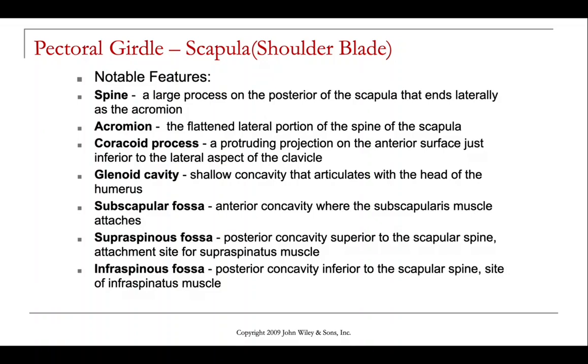So the joint between the humerus and the glenoid cavity there is referred to as the glenohumeral joint. Subscapular fossa, it's going to be the anterior concavity where the subscapularis muscle attaches. It's basically going to be the surface that's between the scapula and your torso. The supraspinous fossa is a posterior concavity superior to the scapular spine. This is where the supraspinatus muscle will attach. And the infraspinous fossa is the posterior concavity inferior to the scapular spine. That's where the infraspinatus muscle attaches.